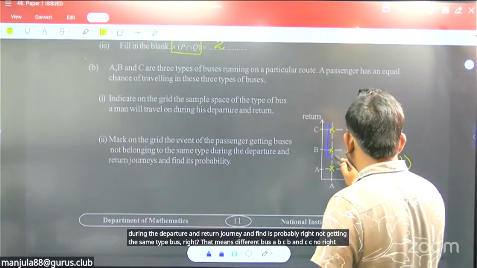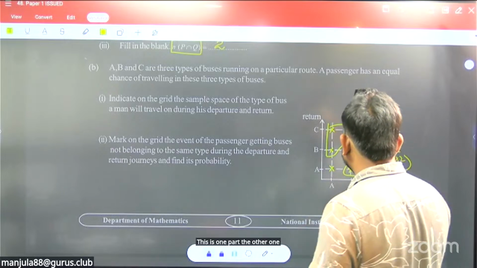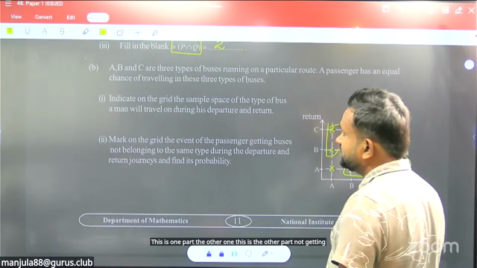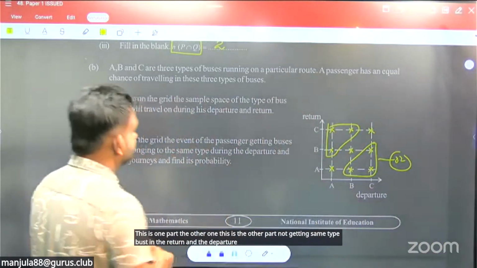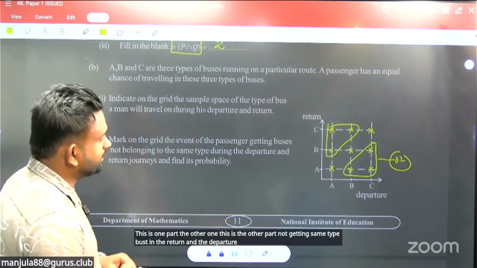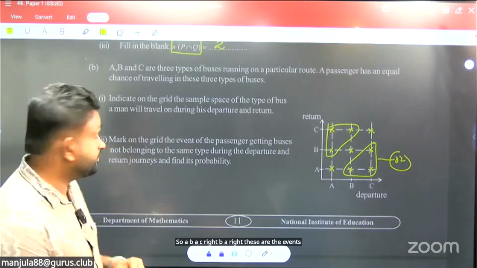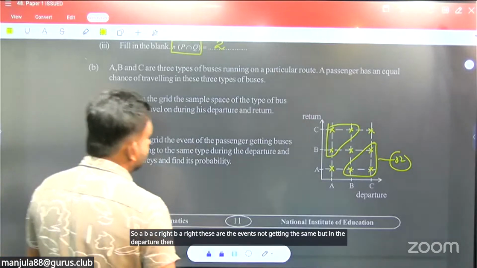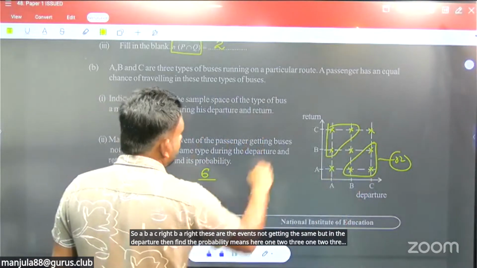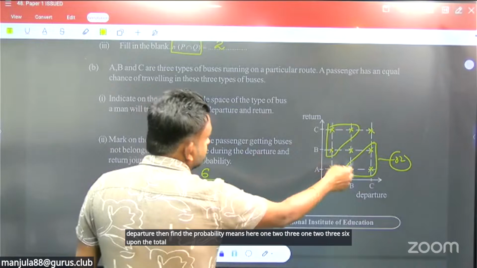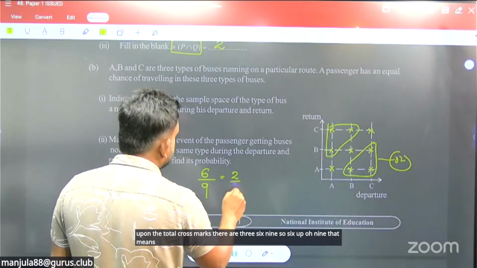Then here this is one part, the other one, this is the other part. Not getting the same type of bus in the return and the departure. So A, B, A, C, right? B, A, right? These are the events of not getting the same bus in the departure. Then to find the probability, here 1, 2, 3, 1, 2, 3, that is 6 upon the total cross marks. There are 3, 6, 9. So 6 upon 9, that means 2 upon 3.